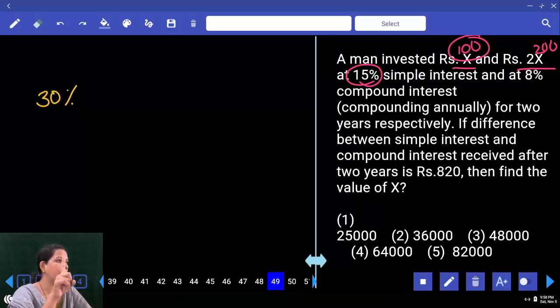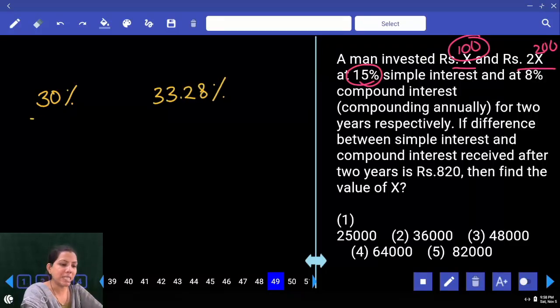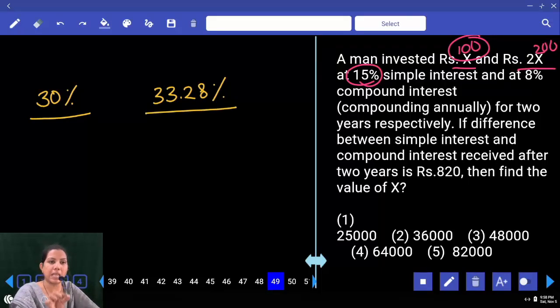16.64% for 100. Now we need to find out on 200, so we take double the value of 16.64, which is 33.28%. So this is interest from first scheme and this is interest from second scheme. Actually we found out 16.64 on 100, but for scheme B the principal is 200, so we doubled it.